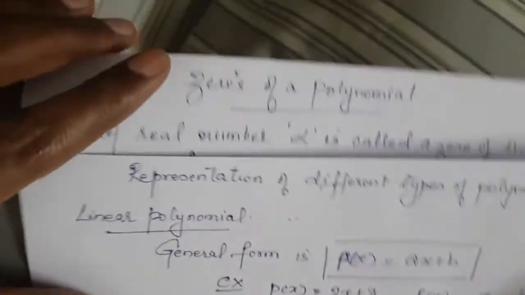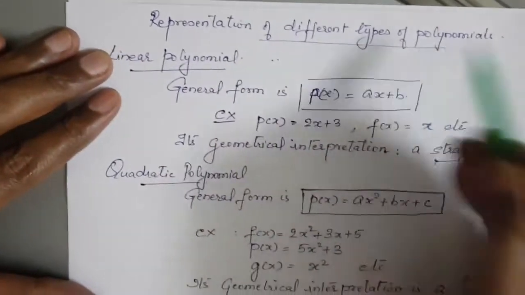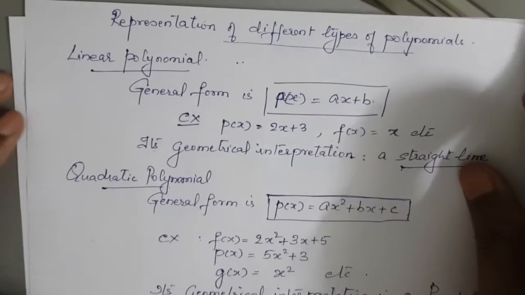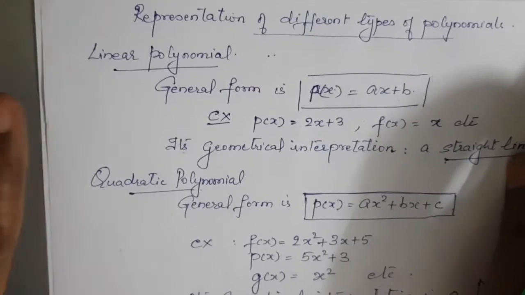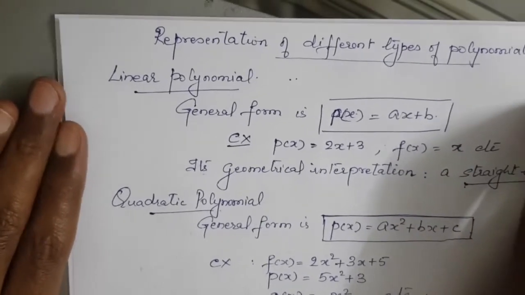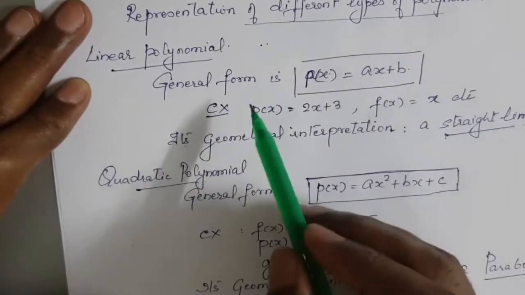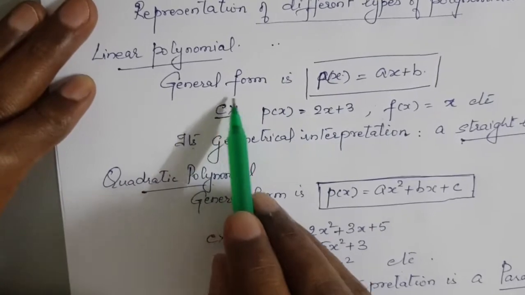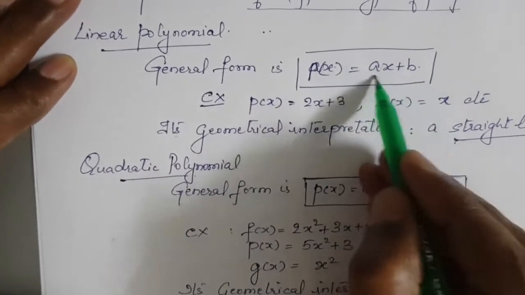Okay, now next. In what way are these polynomials represented? So the next topic is representation of different types of polynomials. Linear form polynomial. Children, these are all what you have done in class 9. This is just a recapitulation. So a real topic of class 10 is in continuation of this. Okay. So the general form of the linear polynomial is p(x) = ax + b.